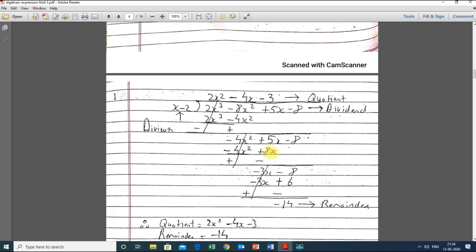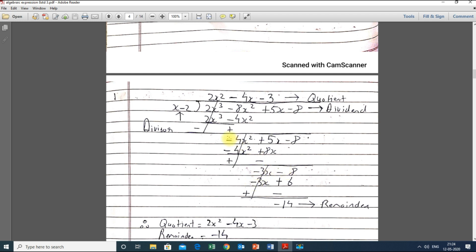Clear? So plus 8x. Now this particular part will get cancelled. Why? Because minus changes to plus and plus changes to minus. Since minus plus is 0, therefore cancel over here. And now plus 5x minus 8x. But again I am saying we have to consider this sign. So plus 5x minus 8x is minus 3x, sign of greater number. So minus 3x over here. And minus 8 will come as it is.